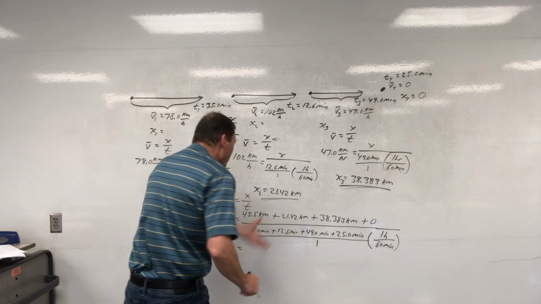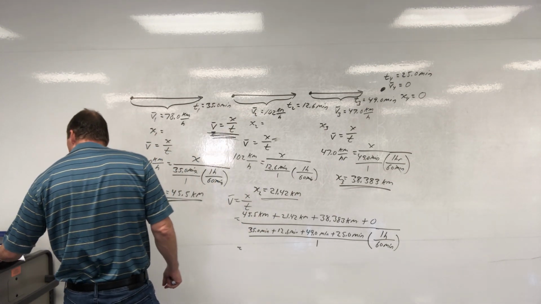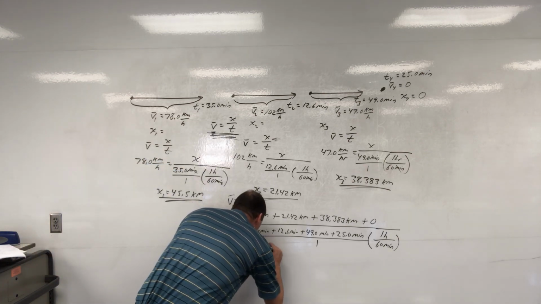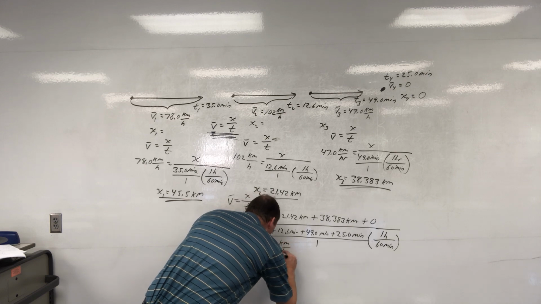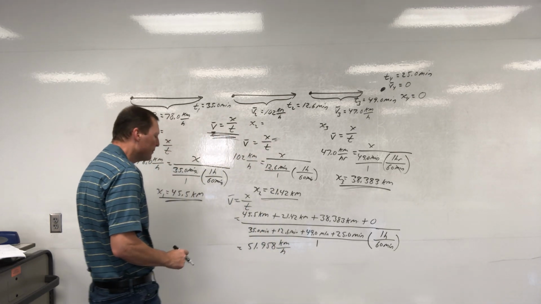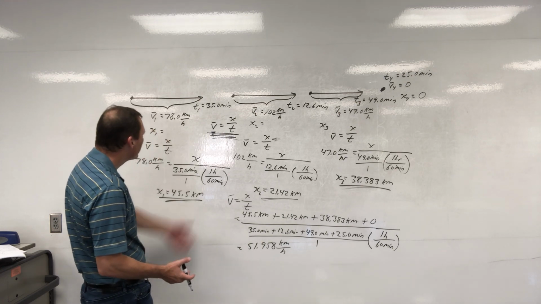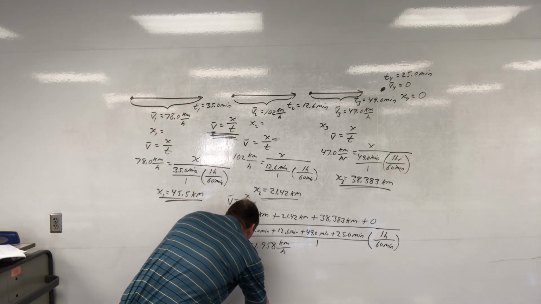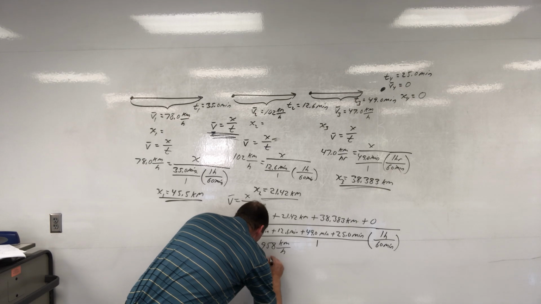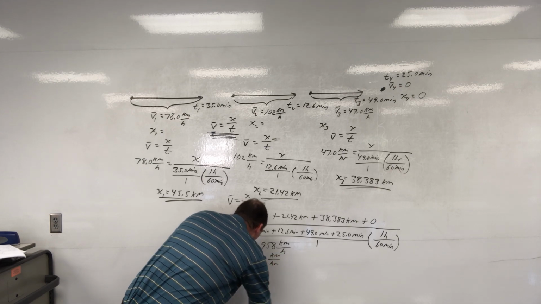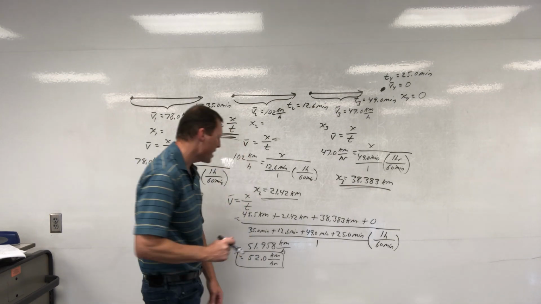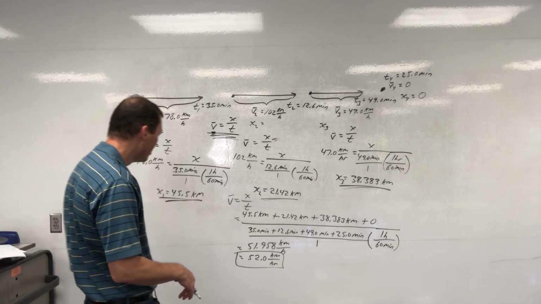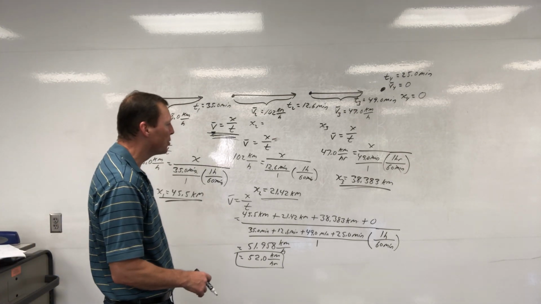All right, put all the numbers in your calculator, and what you're going to end up with is 51.958 kilometers per hour. And if we round off, it looks like 3 significant digits, so it would be 52.0 kilometers per hour. I'm going to put a box around that. That's my answer, 52 kilometers per hour. That's going to be my average velocity for the entire trip.